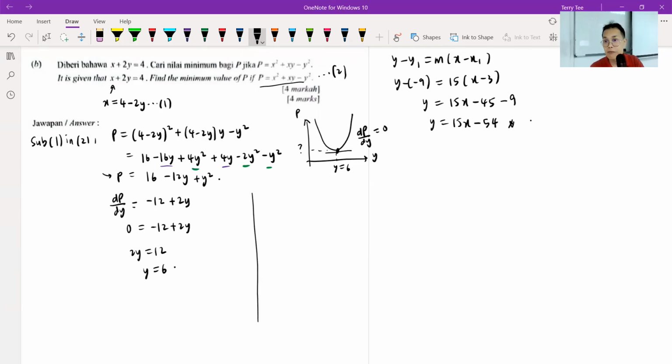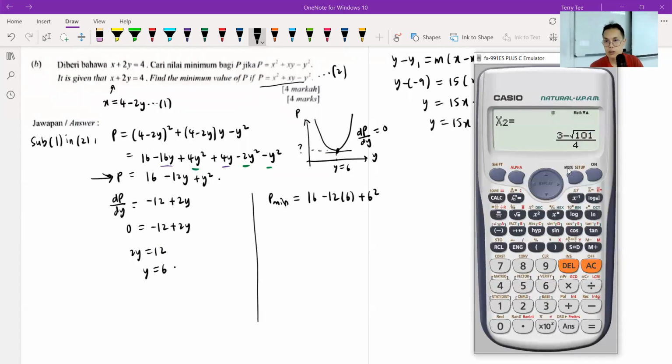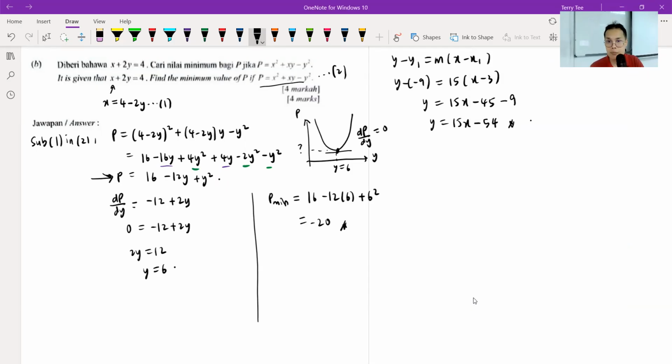But to find the minimum value of p, we take your y value, sub back inside your p, this equation over here. Your p is 16 minus 12 times 6 plus 6 squared. Okay, let's use our calculator. Let me just type in 16 minus 12 times 6 plus 6 squared. 6 squared is 36. Your answer is negative 20. So your minimum value can be negative. That means if I have to draw the graph, it is below. But it's okay to get the graph below. It's not a problem to have a minimum value that's negative.